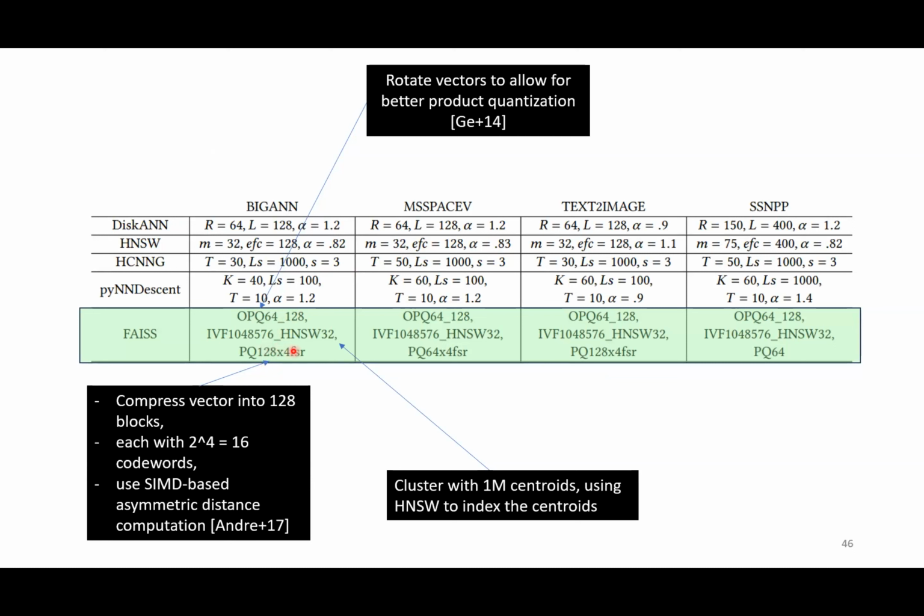FSR is fast scan, which is the AVX-based table lookup. And R means residuals. You use the IVF structure to come up with the product quantization in each of the inverted files. The one on top is like a rotation that improves what product quantization can do. All of these things are things that you have to set yourself. Yeah, but the good thing is that they at least tell us what they did.